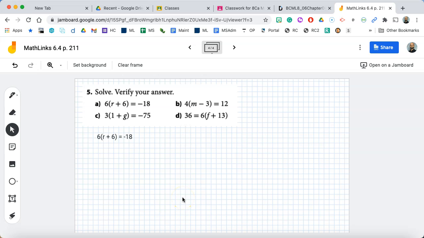All right, it's Mr. KB back with number 5. Let's take a look at this one. So we want to solve and verify our answer. We've got these troublesome variables in parentheses.